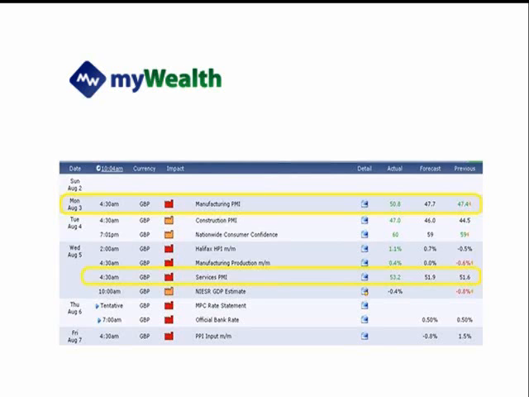But services is an even bigger portion of their economy. They're a mature economy. They're a services-oriented economy, much like the U.S. And so let's take a look at number 2, which is the one that happened Wednesday at 4:30 a.m. on the chart.